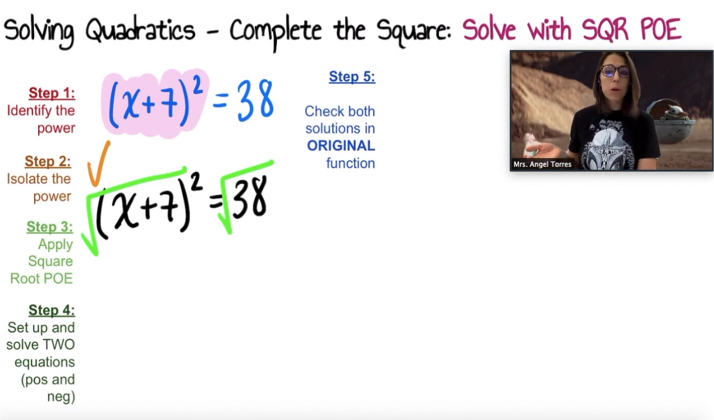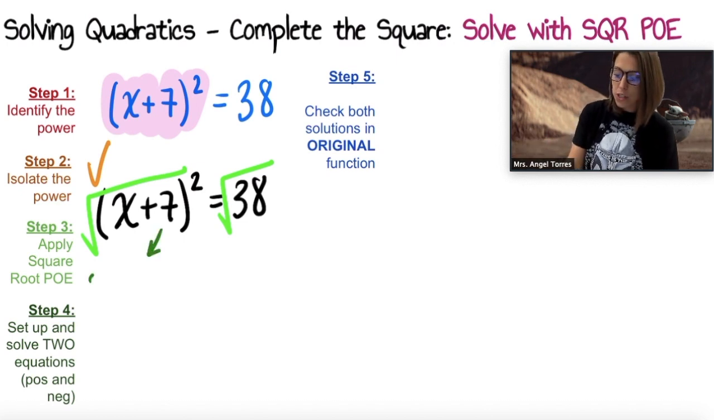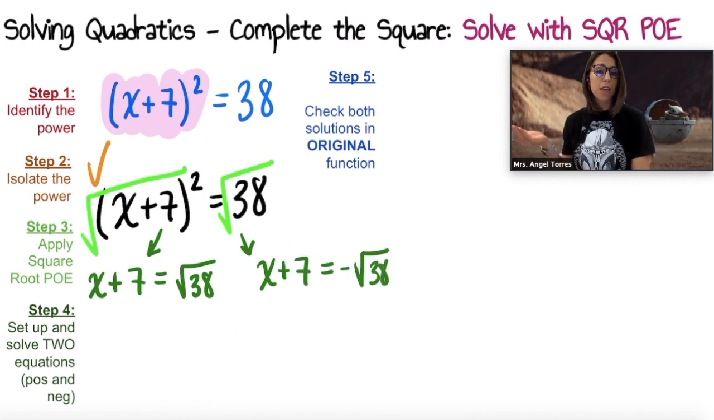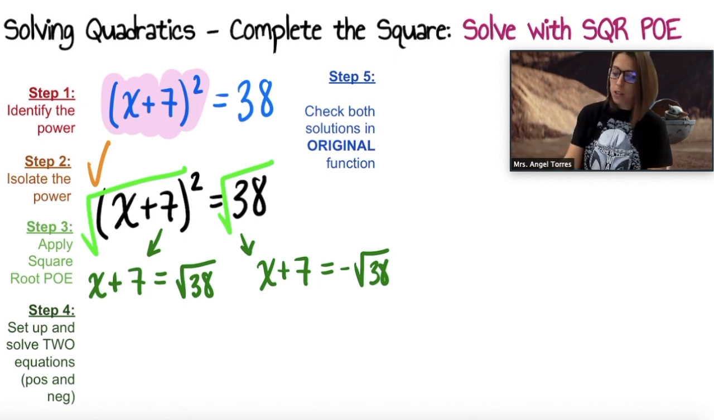There are 2 square roots of 38. They are the square root of 38 and the negative square root of 38. So we're going to still set up some equations here. Equation number 1, x plus 7 is equal to the square root of 38. And equation number 2, x plus 7 is equal to the negative square root of 38. Both are numbers that if you square them, they'll give you 38. So let's solve.